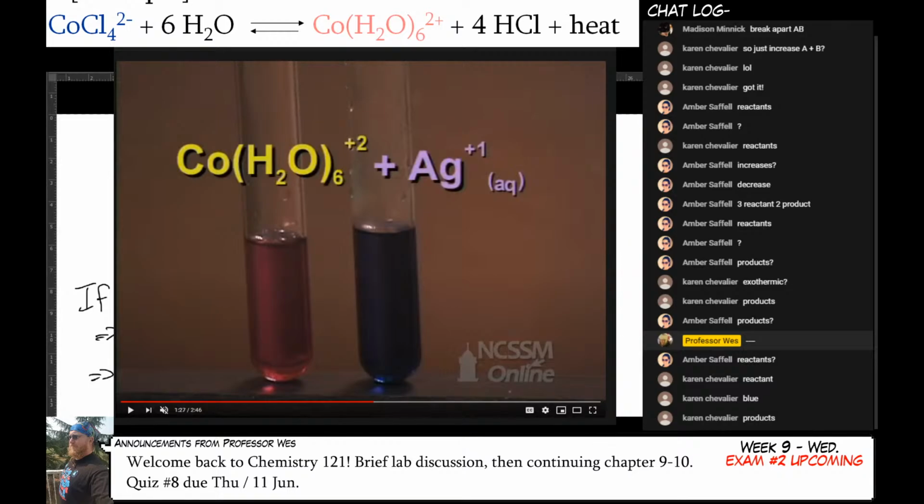Well, here's a thing that you might remember from Chapter 8. Silver plus Cl makes an insoluble solid. So in other words, adding the silver removes HCl. If I remove HCl, which direction will the reaction shift towards? Products or reactants? Which color should it turn when I remove HCl by adding silver?